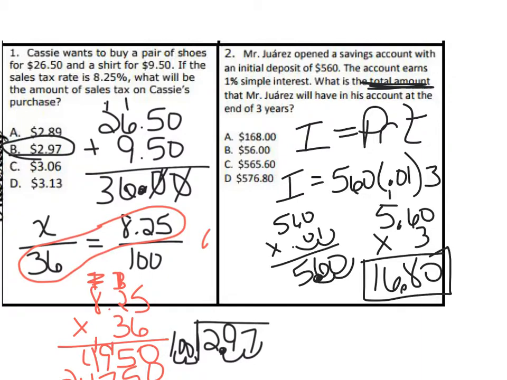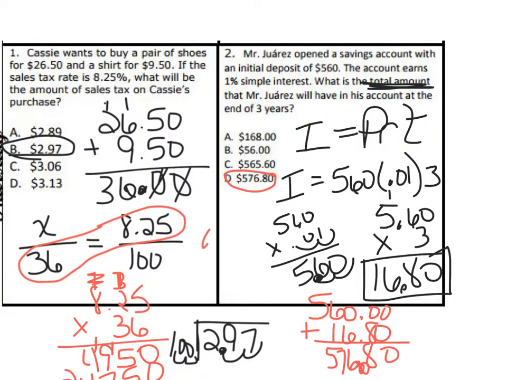So what do I need to do with the interest? Add it to 560. So 560 plus 16.80 is going to give us $576.80. So that would be letter D. So simple interest is actually simple, because all you're doing is multiplying principal times rate times the time. Okay, any questions?